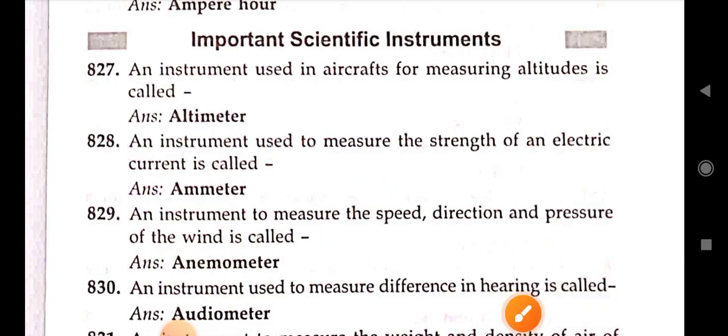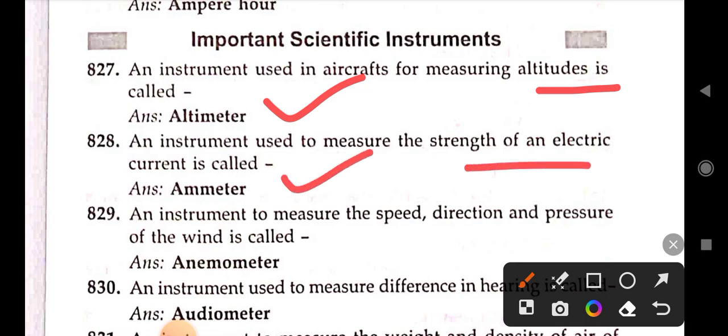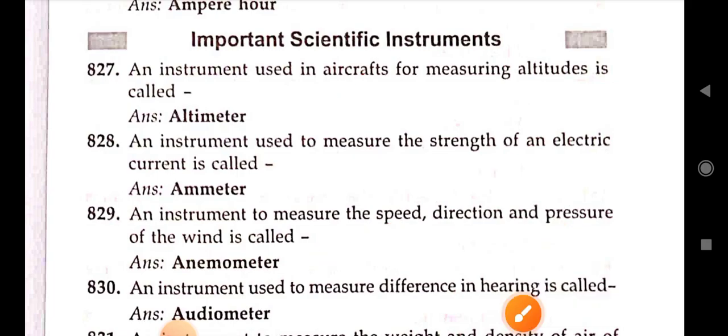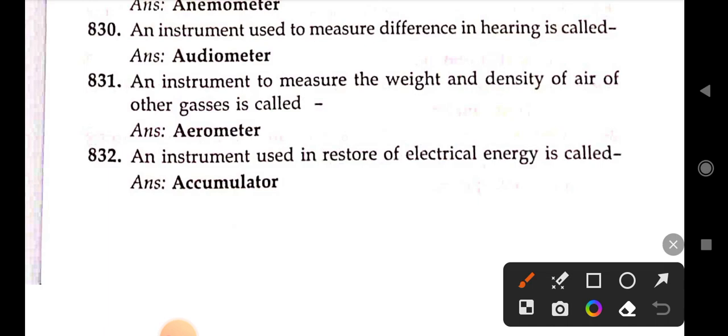First question: an instrument used in aircraft for measuring altitude is called an altimeter. An instrument used to measure the strength of electric current is called an ammeter. An instrument to measure speed, direction, and pressure of winds is called an anemometer. Next, an instrument used to measure difference in hearing is called an audiometer.